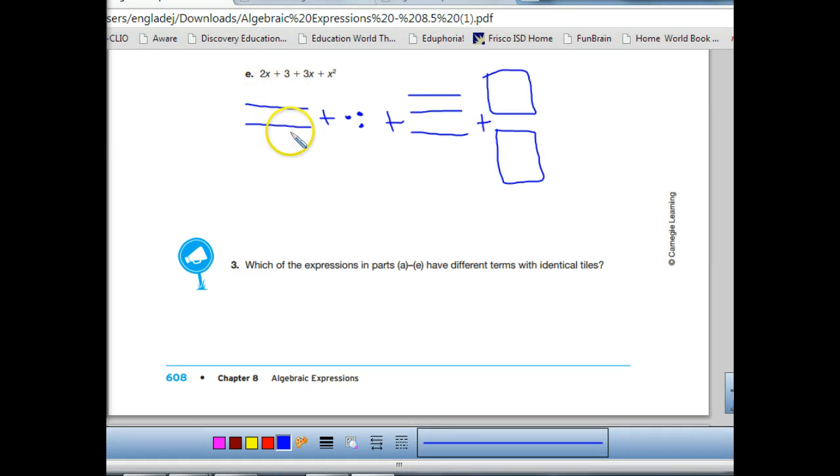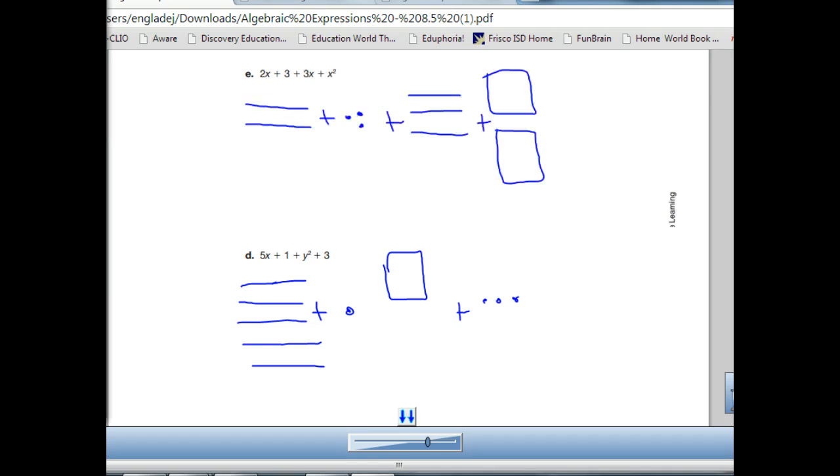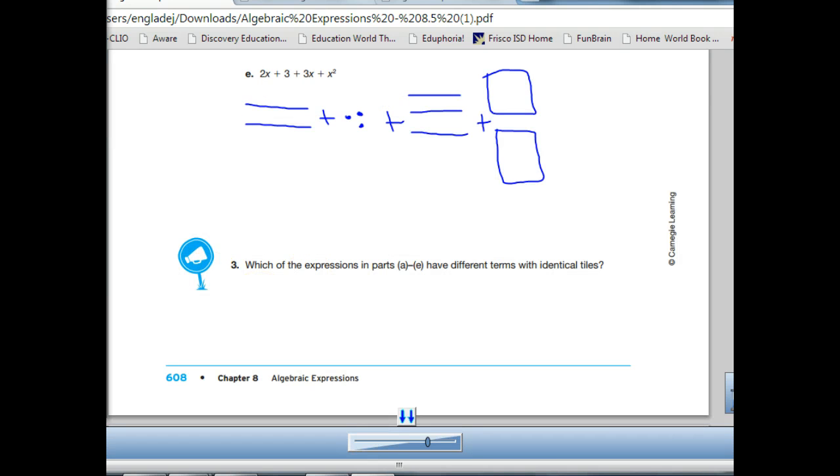All right, so this is the expression that I got for part E. What I did notice though when I was doing this is I made a mistake back here. This y squared, I don't know what made me think that I had 2 of those. I only have 1 of those because that's going to affect my answer that I write down on part 3 that says, which of these expressions in part A through E have different terms, but they have the same number of identical tiles, like the same number of tiles.